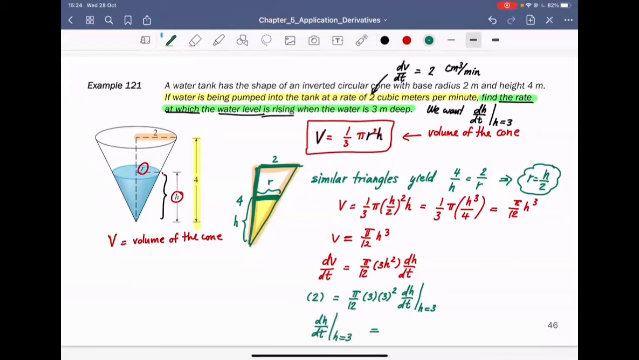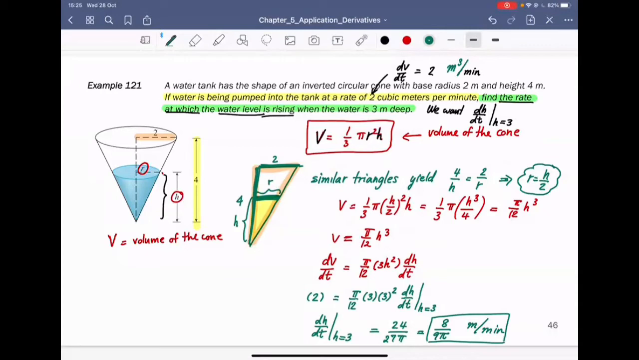Well, let me compute this thing. 24 over 3 times 3 times 3 is 27 pi. All right, this is 8 over 9 pi. The unit is going to be the unit of h, which is meters per minute. Oh, one second. Yeah, meters per minute. So this is not centimeters, sorry. dV/dt is not centimeters, this is just cubic meters. All right, I wrote it wrong. Okay, so the answer is 8 over 9 pi meters per minute.